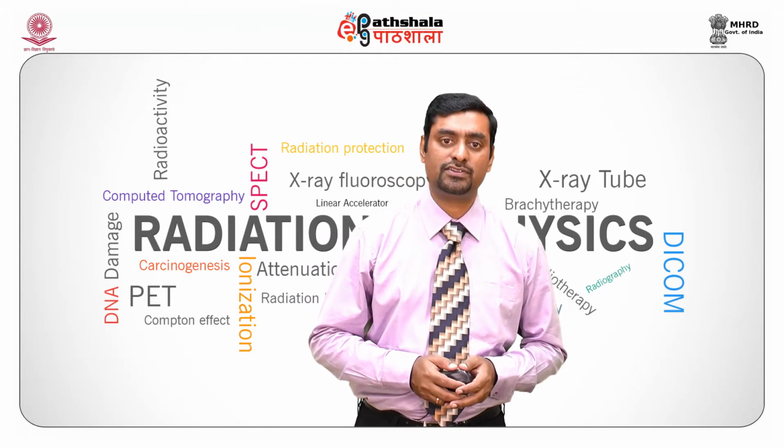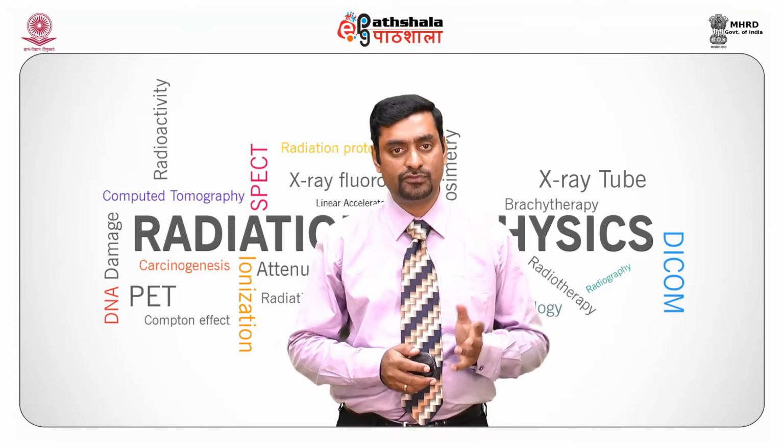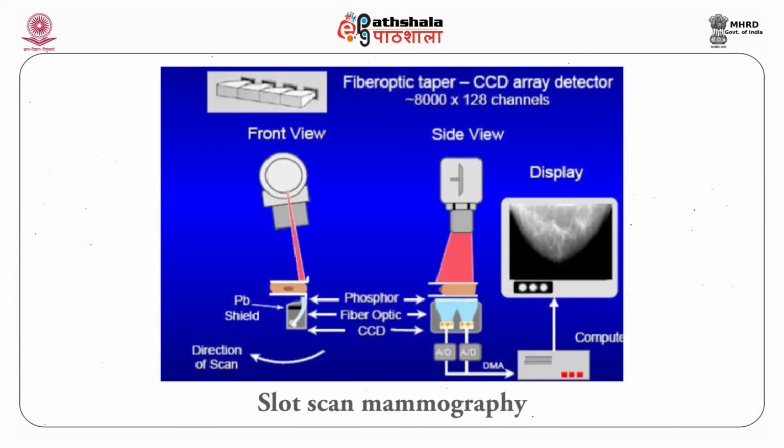Next, we move on to a Slotscan imaging system which is used for mammography. The figure illustrates the Slotscan mammography system. What are the various components we see on that figure? It has an X-ray tube, a collimator, and the breast tissue there, a phosphor, a scintillating material which can produce light, a fiber optic coupling, and a series of charge coupled detector arrays which are present in a Slotscan mammography system.